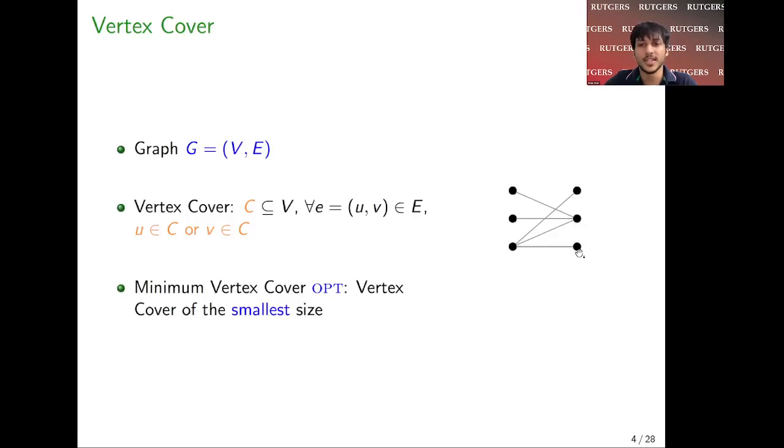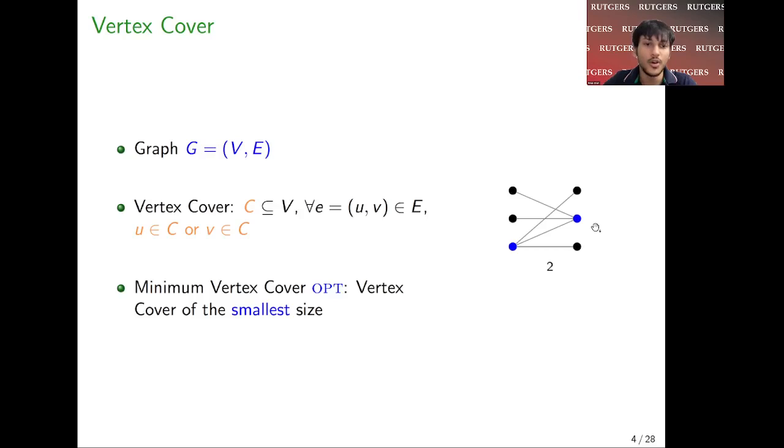So what is the vertex cover problem? Given a graph, a vertex cover is a set of vertices such that if you look at any edge, one of its endpoints is in the vertex cover. For example, for this graph, these three vertices form a vertex cover, because they cover all the edges. And the minimum vertex cover problem asks: what is the vertex cover of the smallest size? For this graph, these two vertices form the minimum vertex cover.